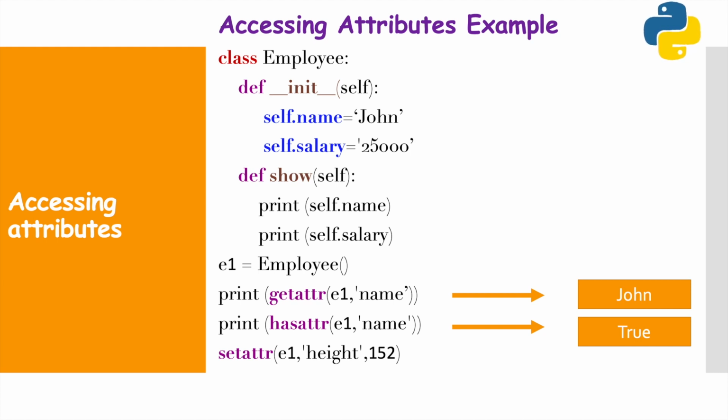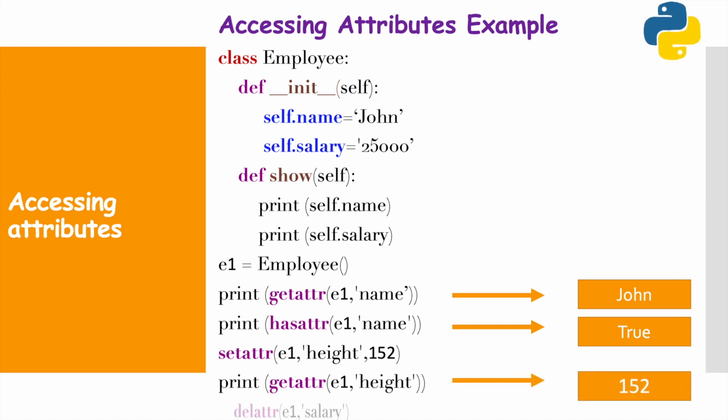So first it is going to check whether height exists or not. If height doesn't exist, it is going to create that attribute and then initialize its value with 152. And when you're printing it by using the get attribute method, that is accessing the height attribute, you're going to get the value 152. And then finally you are using del attribute to delete the salary attribute of employee.